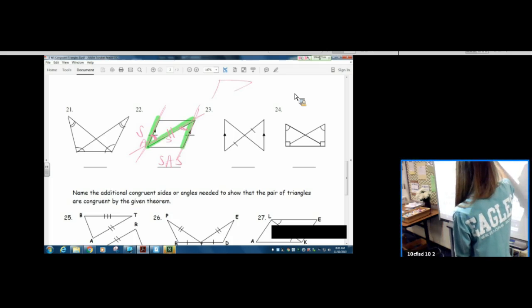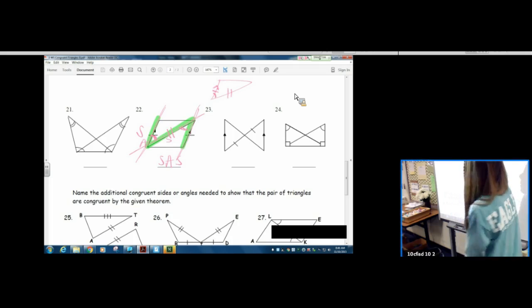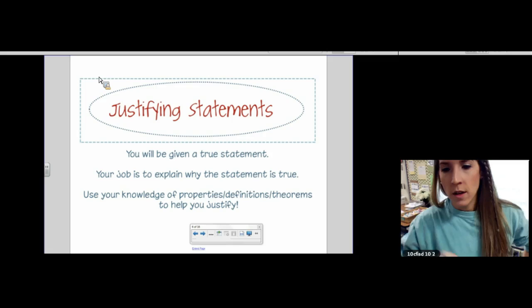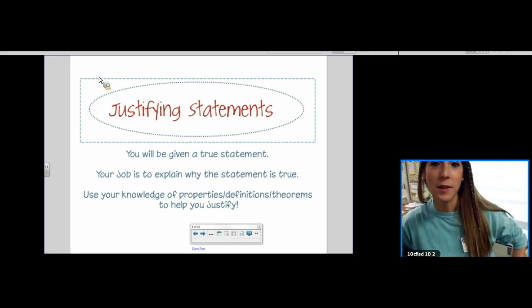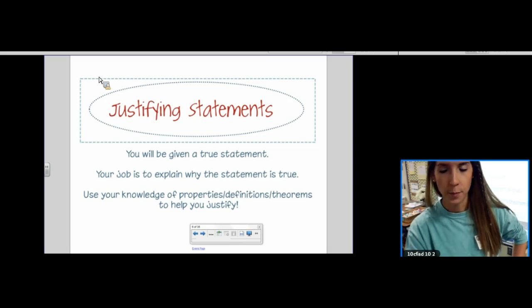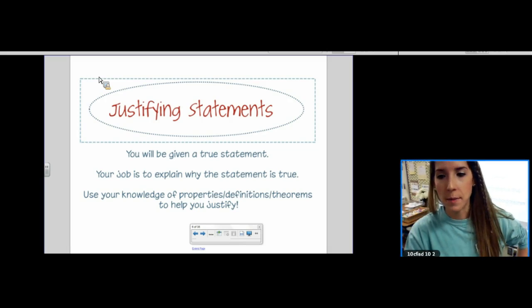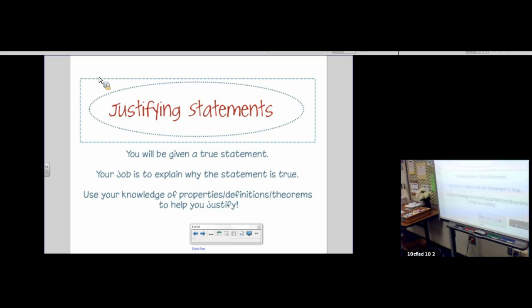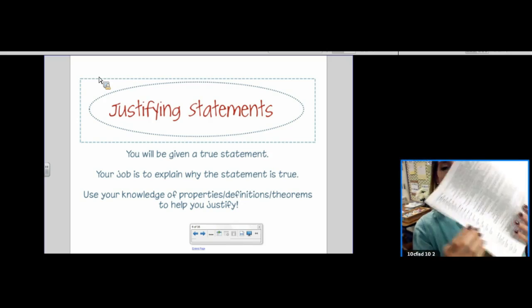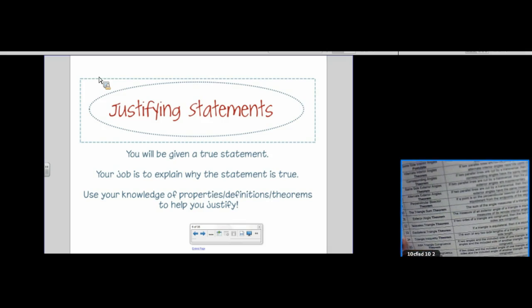If I were to redraw that triangle, I've got my arrow, I've got my tick mark, I've got my arc, and then I have my shared side. So side, angle, side. But this lesson is going to be very straightforward and easy because we've been doing this all year. We've been justifying statements all year. But if you would like to title your notes, that would be the title, Justifying Statements. A good tool when you're justifying statements would be to have these notes for proofs.